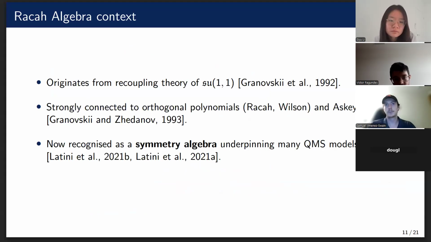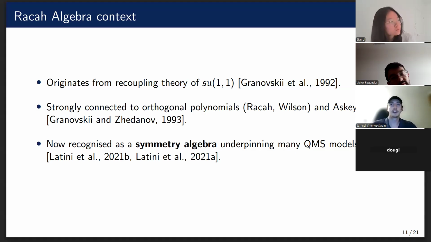recoupling theory of SU(1,1), and it has been understood since Zhedanov in the 90s that the families of orthogonal polynomials in the Askey scheme, like Racah, Wilson, and Askey-Wilson polynomials, can be organized and studied through quadratic algebras. Roughly speaking, the generators of these algebras are realized as differential or difference operators, depending on the family. And these operators have the polynomials as eigenfunctions. For example, the Racah algebra has Racah polynomials as the eigenfunctions.